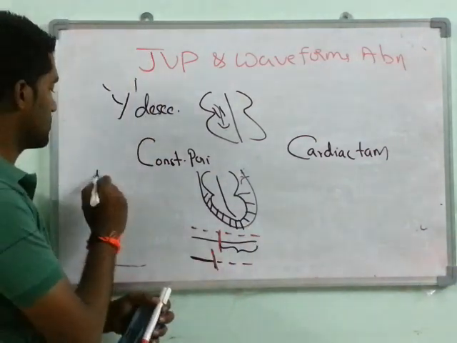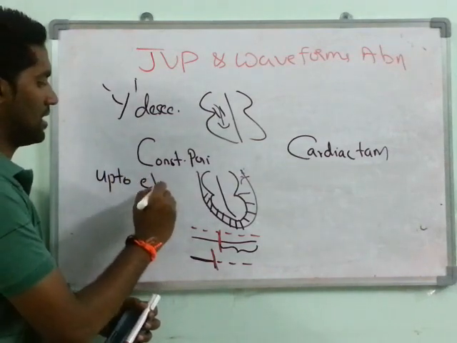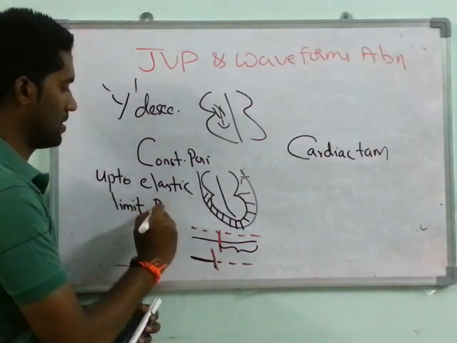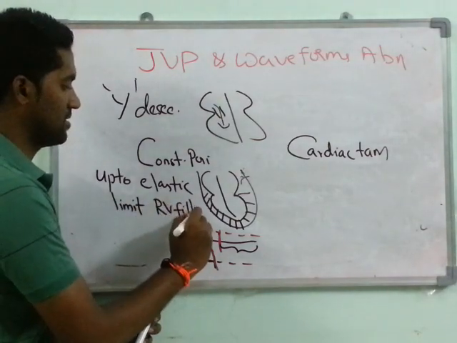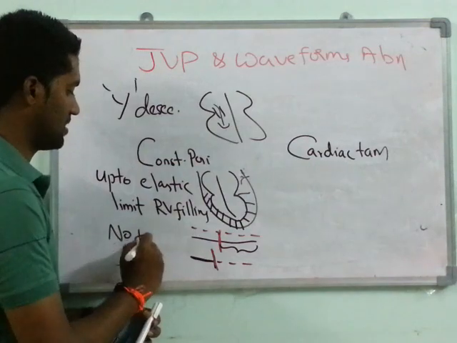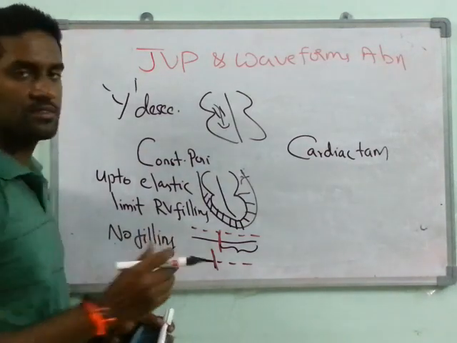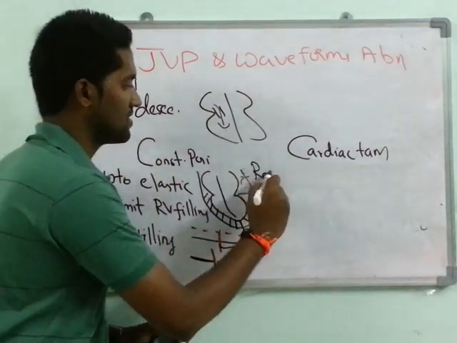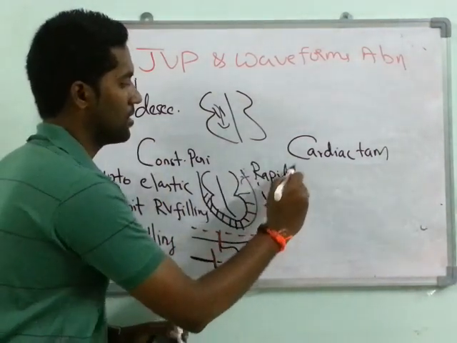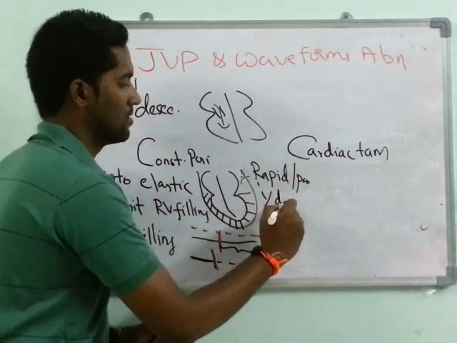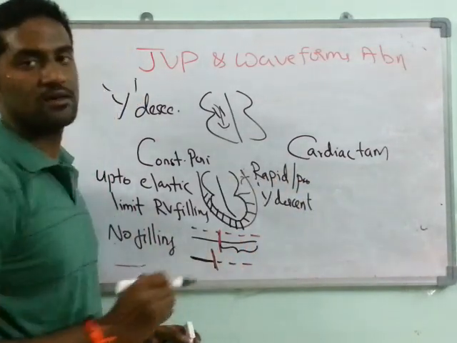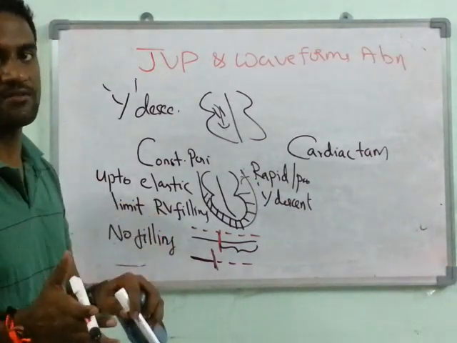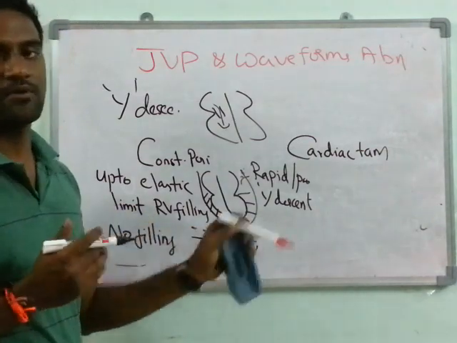So up to the elastic limit, RV filling happens, later no filling. So initially there is filling into right ventricle causing rapid Y descent or prominent Y descent. So what you have to understand here is ventricular filling is initially more until the elastic limit is reached. So there will be a rapid Y descent.